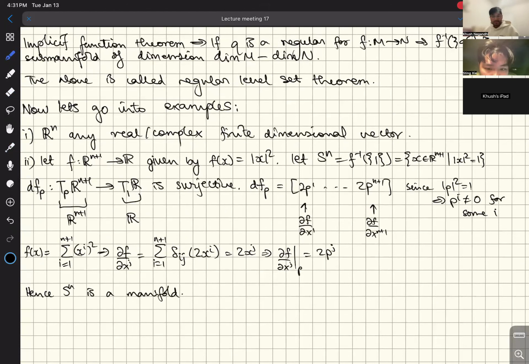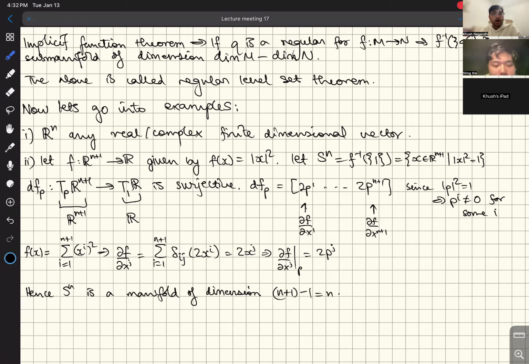Okay. Another thing is the dimension is very easy to compute, because you take the dimension of this space and the dimension of this space and then you subtract: n plus 1 minus 1. So it's just dimension n.